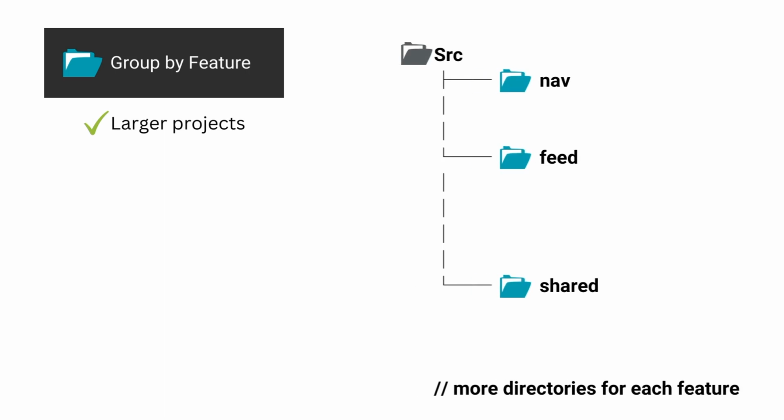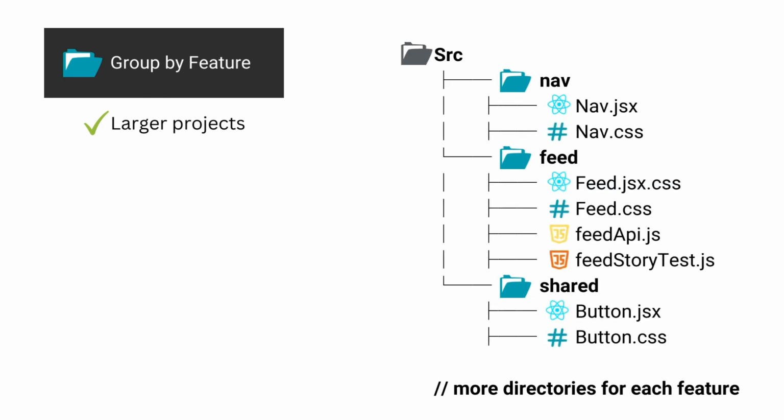Now, grouping by features. In a nutshell, grouping files by feature is a more scalable and efficient way to organize your projects. This structure organizes your project into several folders, with each folder representing a single feature. Each folder includes the JSX, CSS, tests, and other code required to create and maintain that one feature.